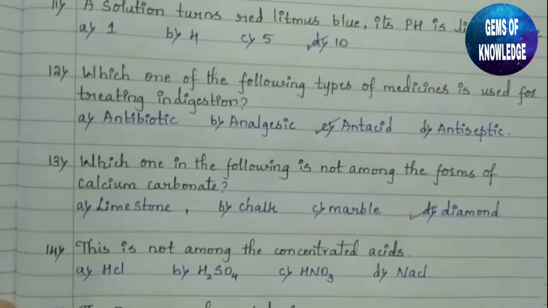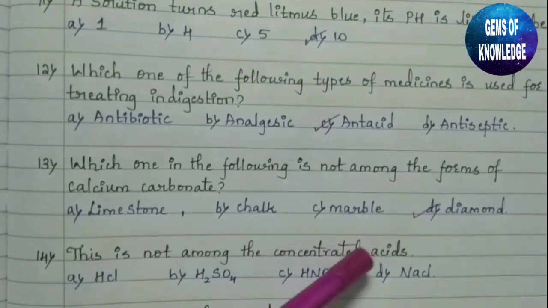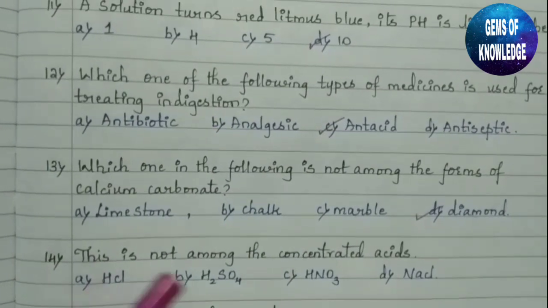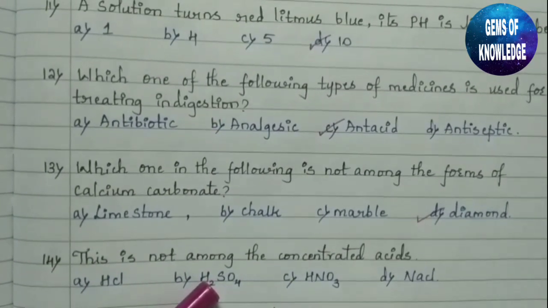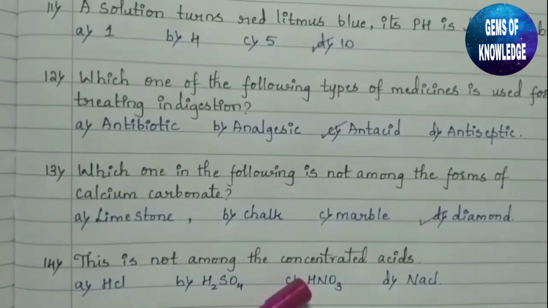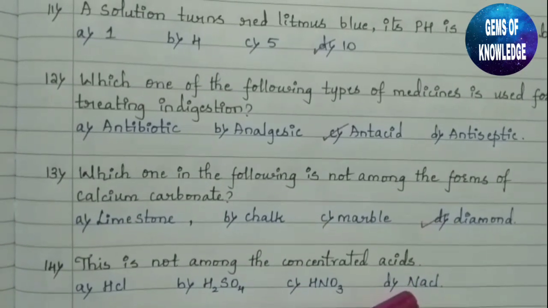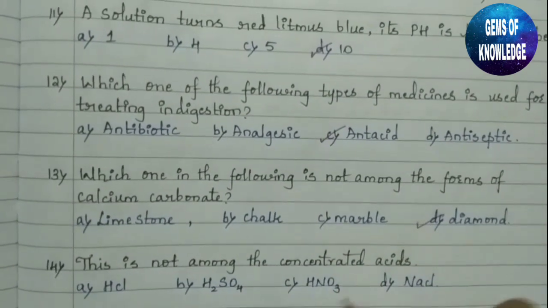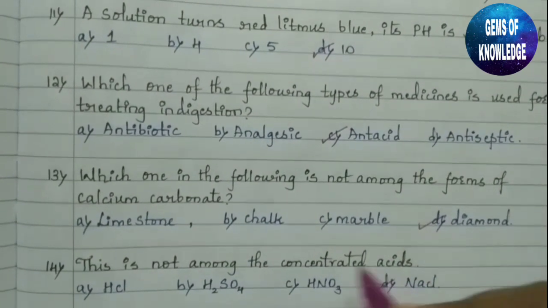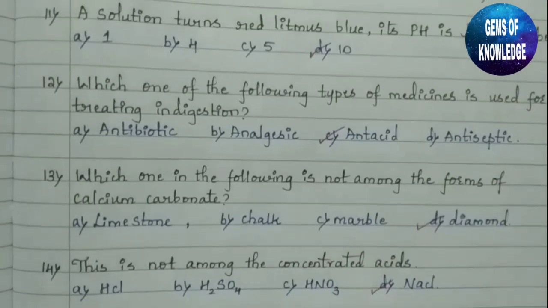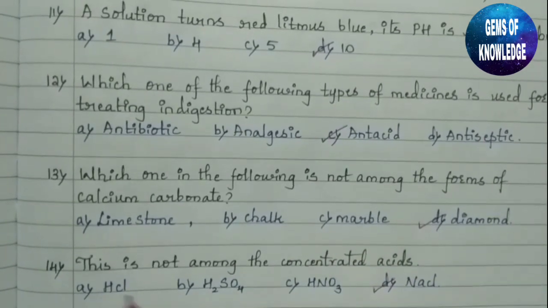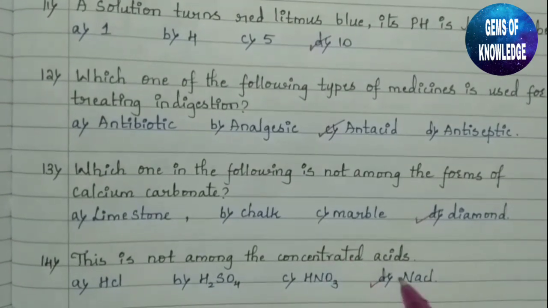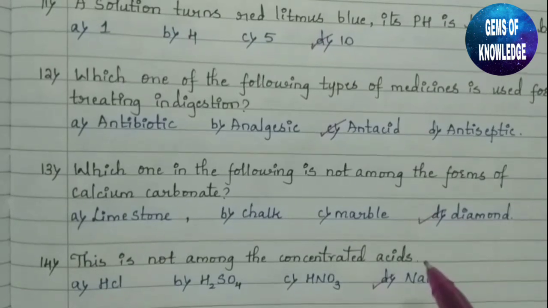Okay, next, this is not among the concentrated acids. So here HCl is hydrochloric acid, H2SO4 is sulfuric acid and HNO3 is nitric acid, whereas NaCl is sodium chloride. It is nothing but a salt, and it is not among the concentrated acids. So HCl, H2SO4 and HNO3 come under concentrated acids, whereas NaCl is a salt.